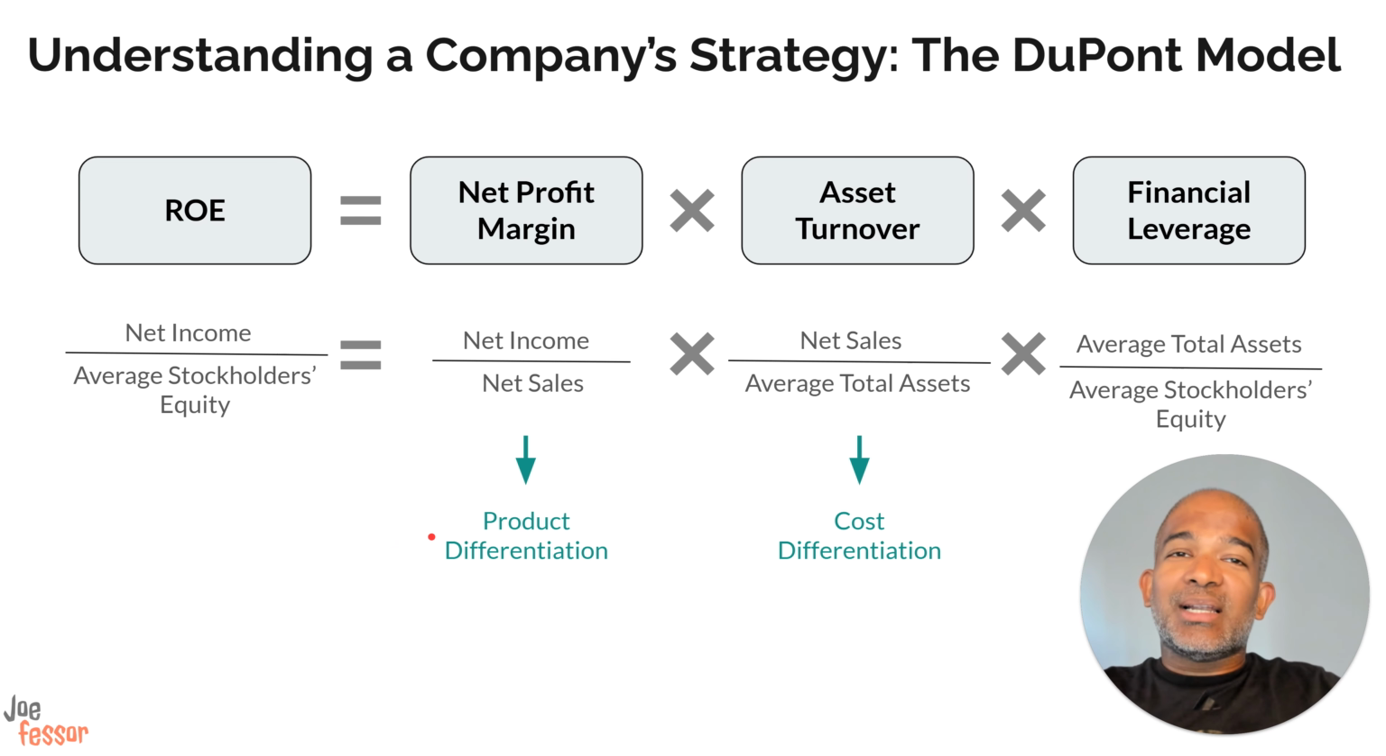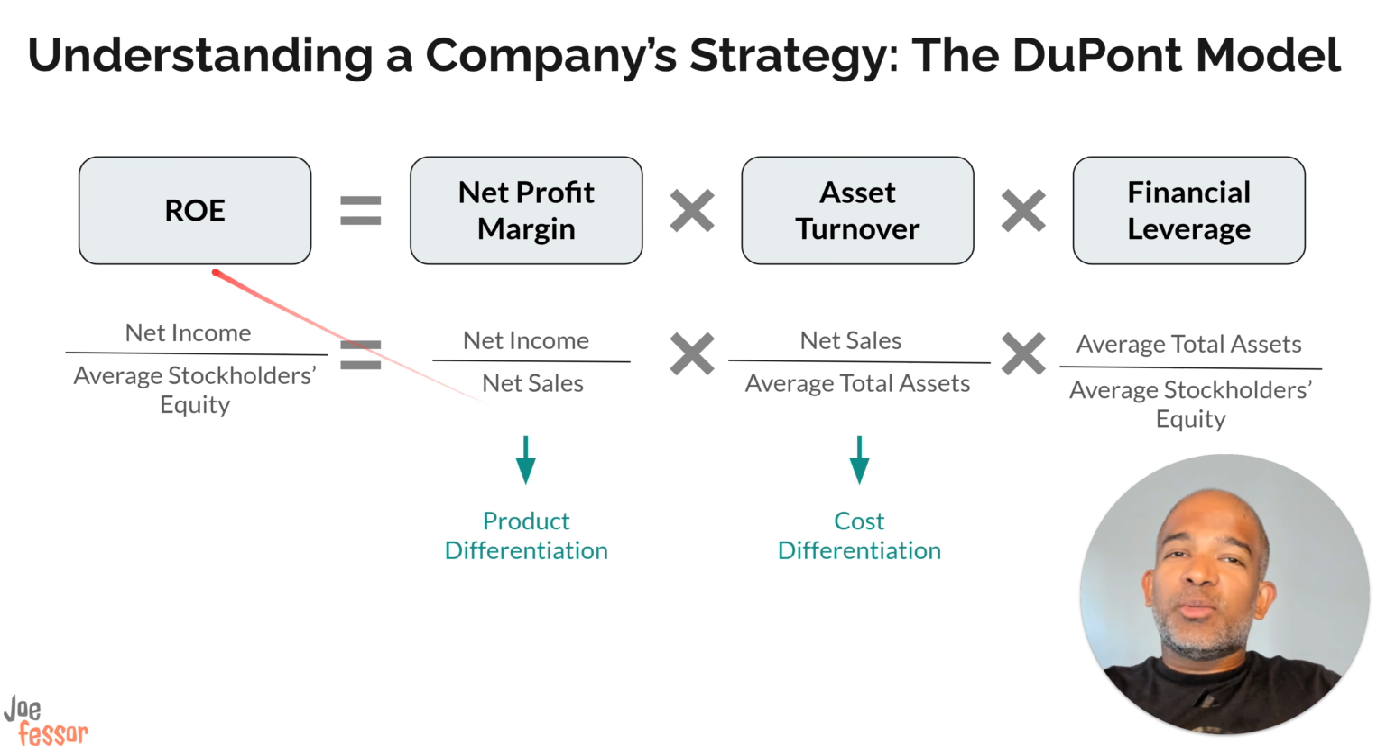Product differentiation strategy focuses on unique benefits like quality or features, allowing the company to charge higher prices and achieving a higher profit margin. Okay, think of brands like Lululemon, Mercedes, Apple, and Starbucks. Okay, the second is the cost differentiation strategy, where companies operate efficiently to offer lower prices and maximize sales volume. Okay, think of brands like Walmart and McDonald's.